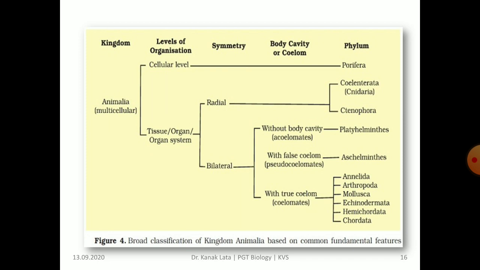This is the outline classification of the animal kingdom based on common fundamental features. You can see here it is divided by level of organization: cellular, tissue, organ system. Further, radial symmetry is present in coelenterates and ctenophora, and bilateral symmetry is present in Platyhelminthes, Aschelminthes, annelids, arthropoda, mollusca, echinodermata, hemichordata and chordata.